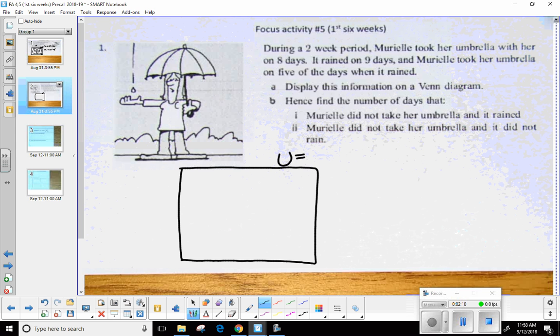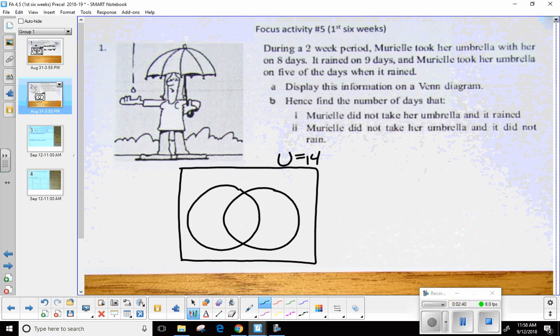So here's my universe. Now, very quickly, how many items are in this universe? Okay, so how much time? There we go, 14 days. I didn't want to go ahead and say days because I didn't want to immediately give it away, but this is over a 2-week period. Okay, so we should be looking at 14 days total. So there are some days that it rained, some days she brought her umbrella. So we know we're going to have a couple of overlapping circles here.